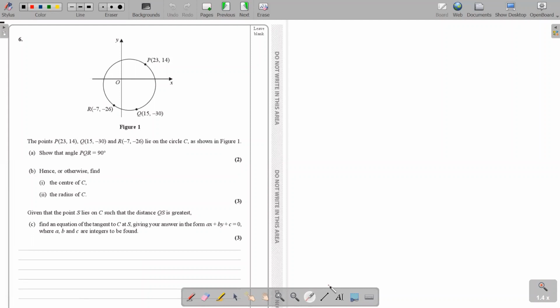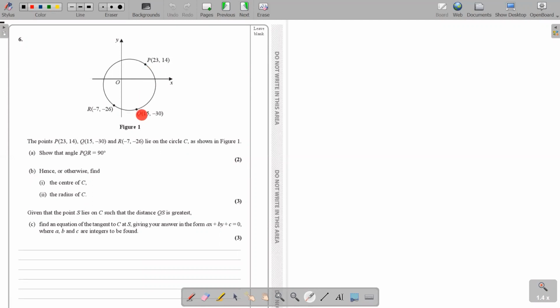Okay, moving on to question number 6. They say here the points P, Q, and R lie on the circle C as shown in figure 1. Show that angle PQR is equal to 90. How do we show that angle PQR is equal to 90? What's the strategy you would use here? They've just given you 2 marks. So we need to find some easy technique to show that it's becoming 90.